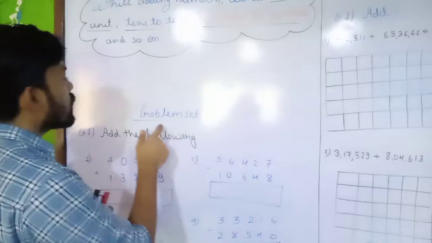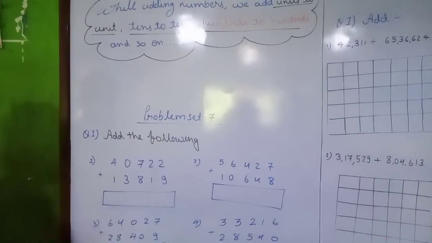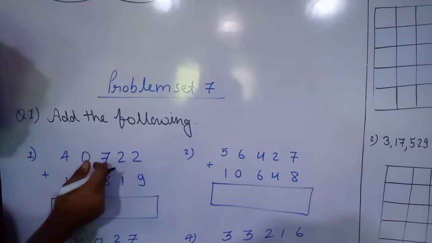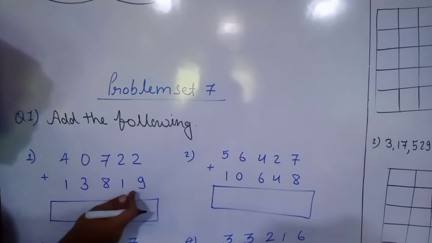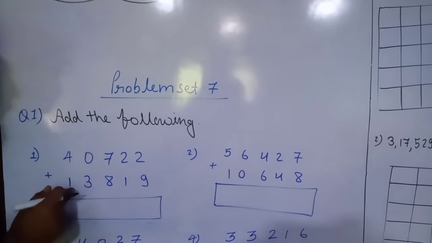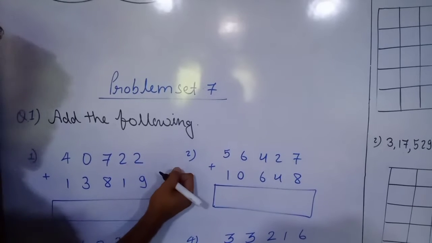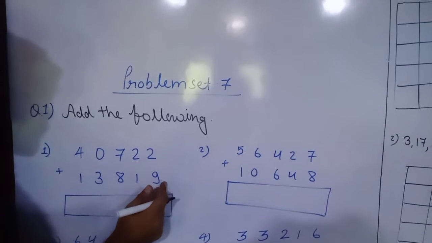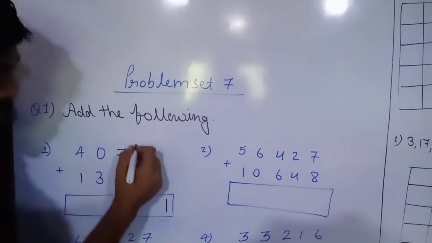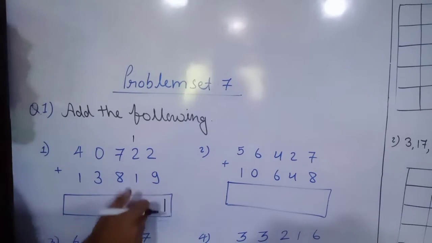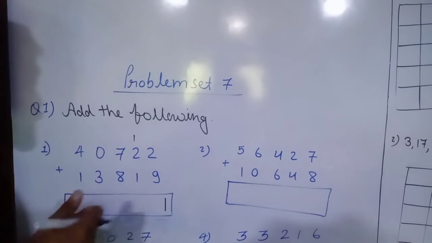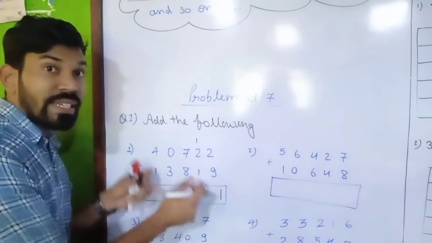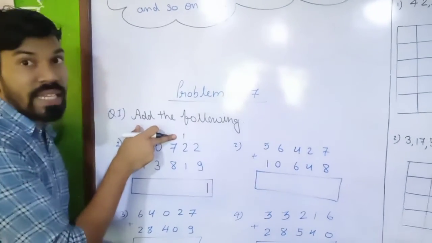Yes, let's start problem set number 7. Add the following. So as we learned, here we have 2, 2, 7, 4, 0, 4, 9, 1, 8, 3, 1. Always we have to start from the right hand side, and unit is going to add into the unit only. So 2 plus 9 will become 11, 1 carry. In the answer we have to write only one digit. If you are getting a 2-digit answer, the unit should be written over here and the digit at the tens place will be carried to the next digit.